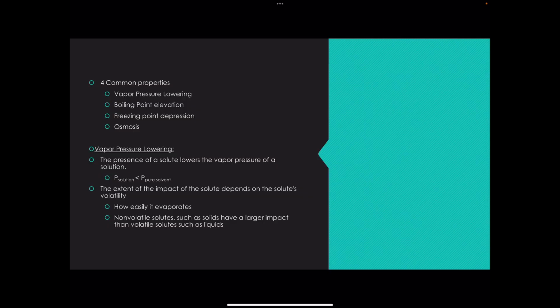So when we talk about colligative properties, we talk about 4 common properties. We've got vapor pressure lowering, boiling point elevation, freezing point depression, and osmosis. So with vapor pressure lowering, we're not going to go into this one in too much detail. We're just kind of going to get the general concept of it. And so vapor pressure lowering means that the presence of a solute lowers the vapor pressure of a solution.